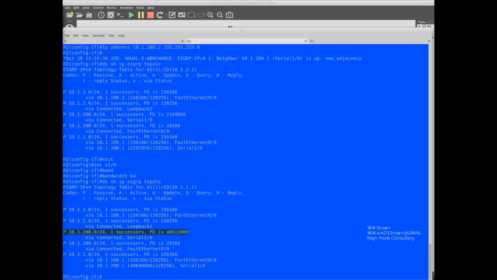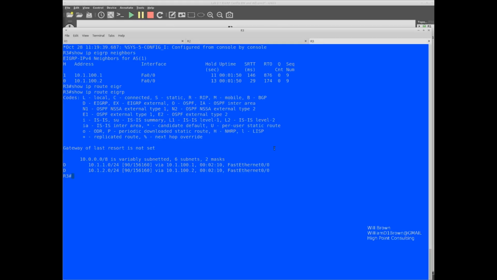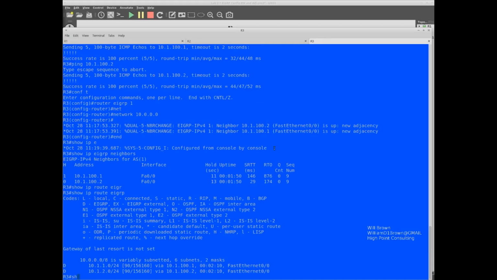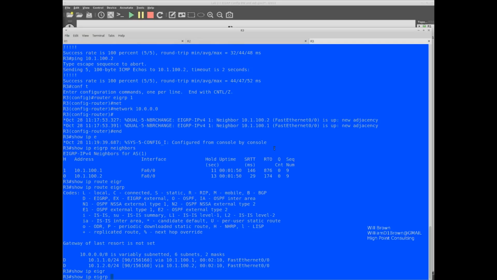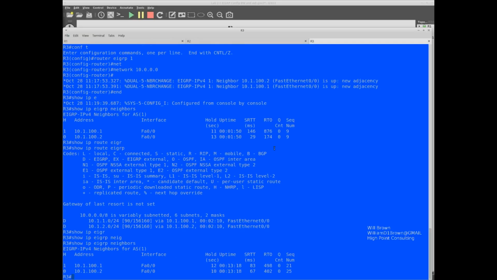So let's see. Next, we want to take a look at... okay, we've already looked at the neighbors. And now let's see, I can't remember. Let's see, on router 3, show IP EIGRP neighbors. And there are our neighbors of 10.100.1, which is router 1, and 100.2.